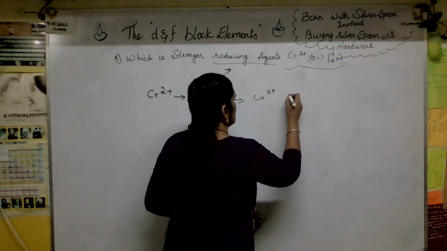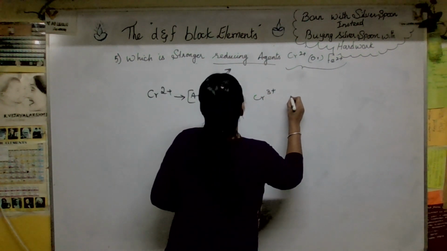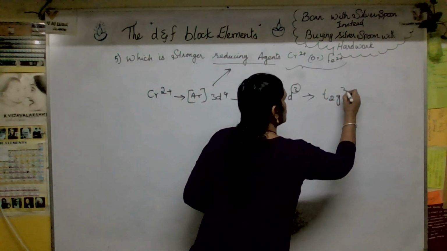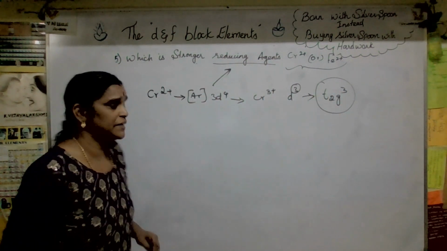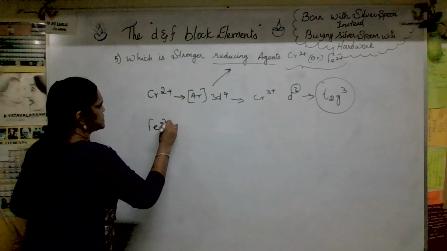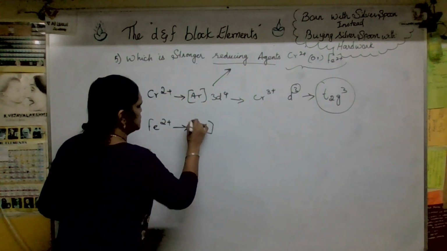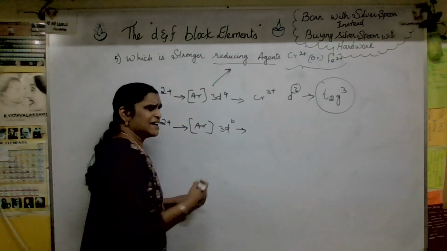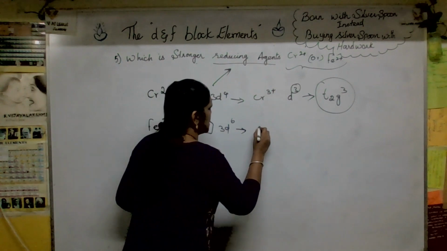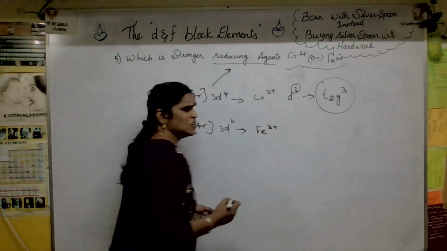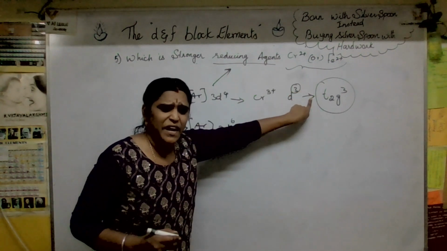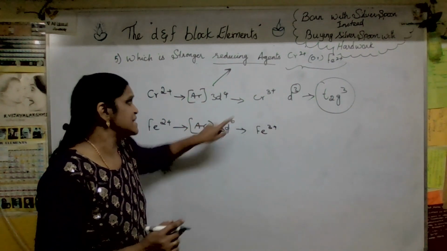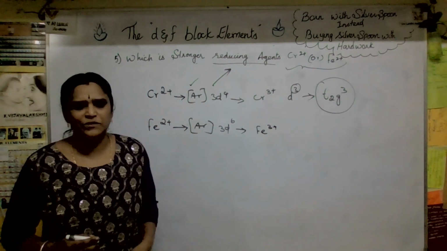So 3 plus means electronic configuration D3, right? So it will take T2G3 electronic configuration, half filled. Whereas here Fe2 plus, the same way Ar 3D, here it is 6. So it cannot oxidize very easily to become Fe3 plus ion. That is the reason this oxidizes very easily, whereas the other does not oxidize very easily. So that is the reason this is a very strong reducing agent.